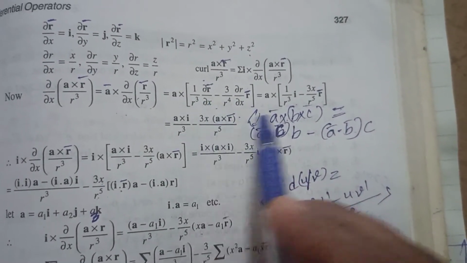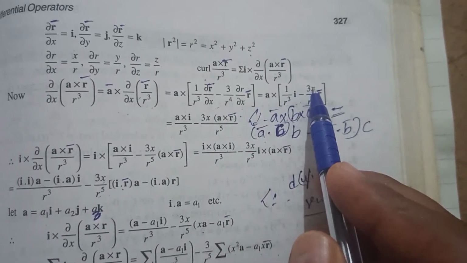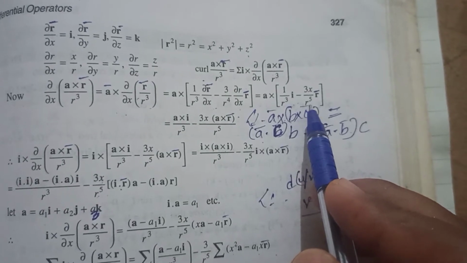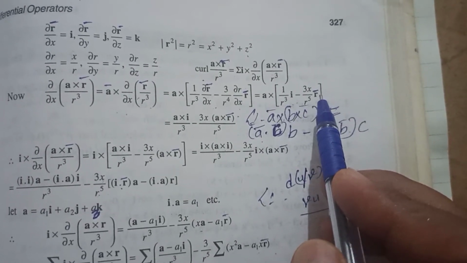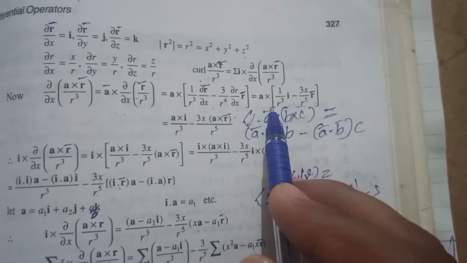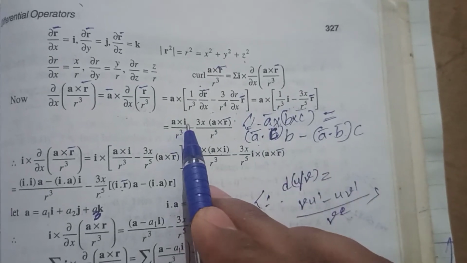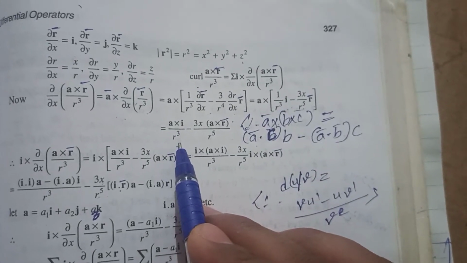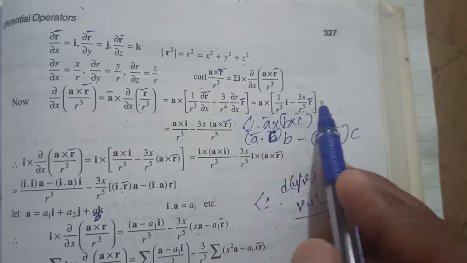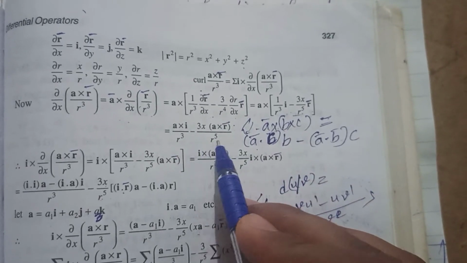∂r̄/∂x means î. ∂r/∂x means x/r. So r⁴ times r means r⁵ we will get here. So r̄ we will get the same, and this a cross we will write the same as it is. See here now: a cross î by r³ minus a cross r̄ times 3x by r⁵.